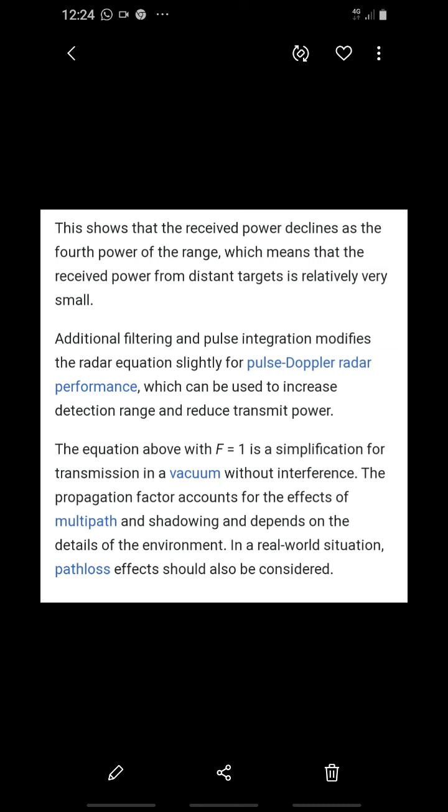Additional filtering and pulse integration modifies the radar equation slightly for pulse Doppler radar performance, which can be used to increase detection range and reduce transmit power. The equation above with F equal to 1 is a simplification for transmission in a vacuum without interference.